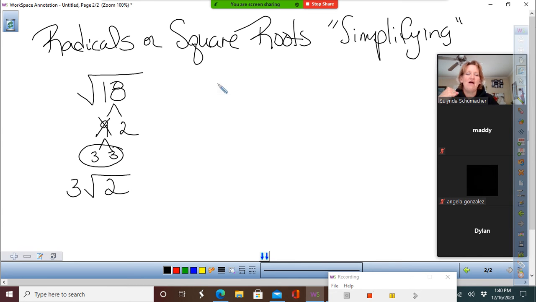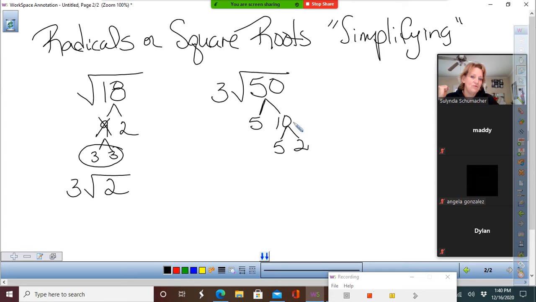So straight up square root, when you're just simplifying it, you break it down. I want to remind you, what if there's something on the outside of that square root? So let's say we have 3 square root 50, and I want to simplify that. We're going to break 50 down, and we can do 5 times 10, right? And then 10 can be broken down into 5 times 2. I'm going to cross my 10 out, so I know I broke that down further. So this time I have a group of 5 that can come out.